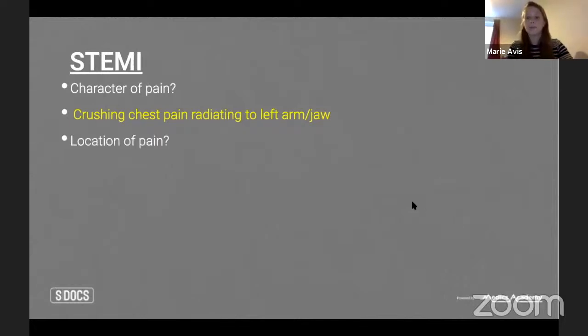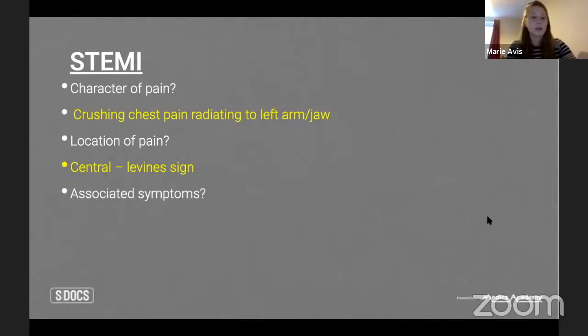The location of the pain. I'm sure you all know, central. Usually people say it feels like someone sat right in the center of my chest. There's actually a sign for this called Levine's sign, where when you ask patients where the pain is, they put a fist over their sternum and say it's here, right in the middle. It's been shown that a lot of patients actually do that when they're having an MI.